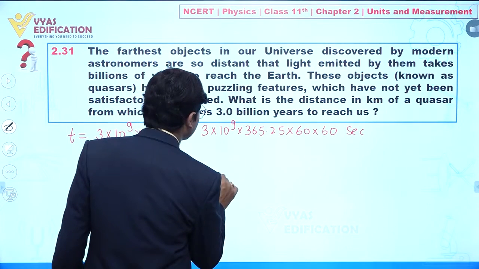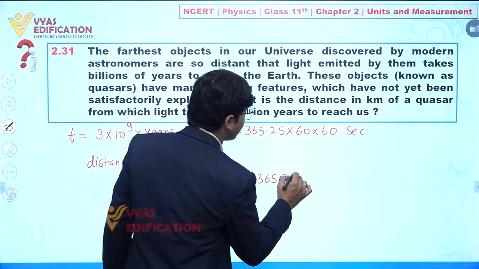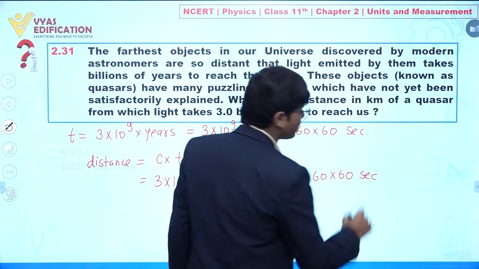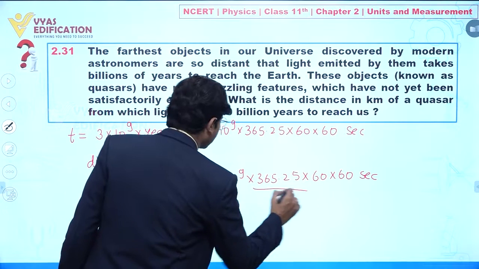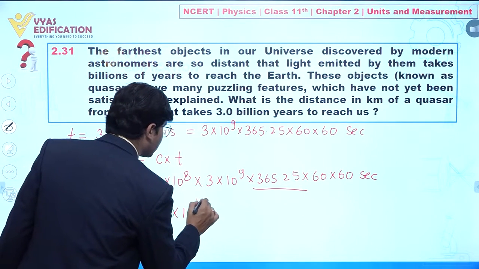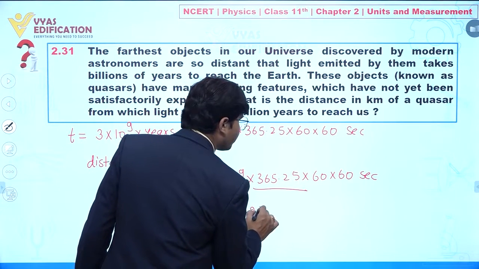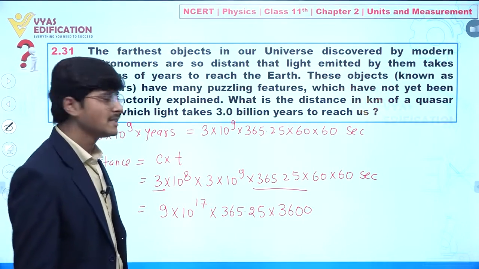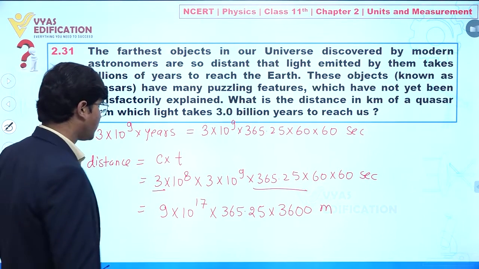So time we can say 3 into 10 to the power 9 into 365.25 into 60 into 60, and this is in second. Clear? So from here we can say this 3 multiply this one. Clear? So 3 multiply 3, this is 9 multiply 10 to the power 17 multiply 365.25 multiply 3600. Clear? And this distance we will find in meter. Clear? Now we have to just multiply it.